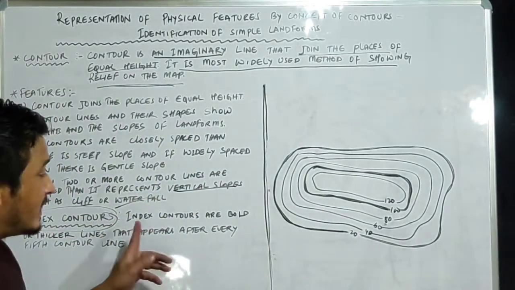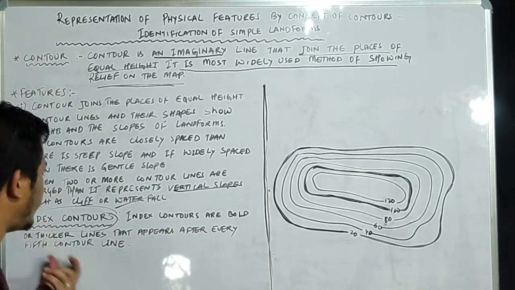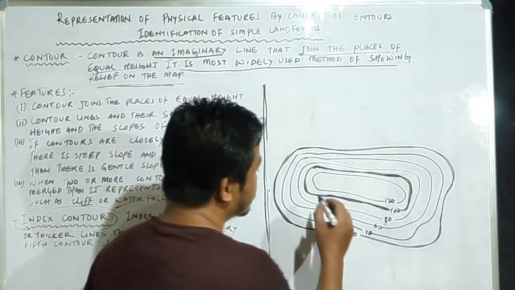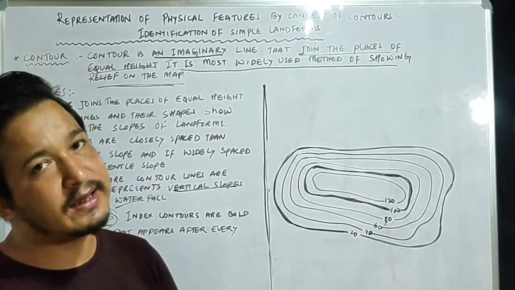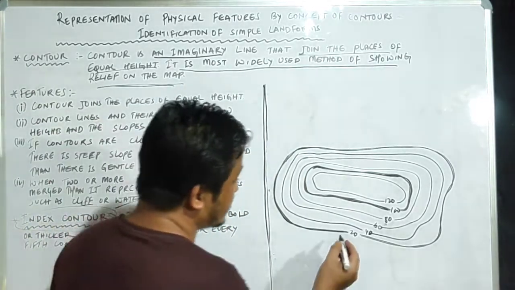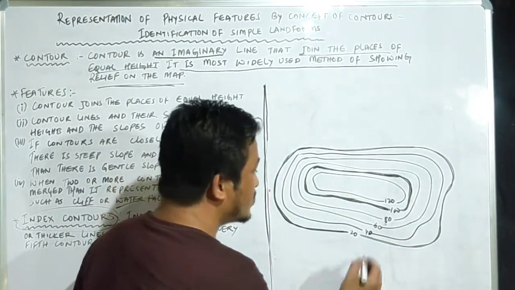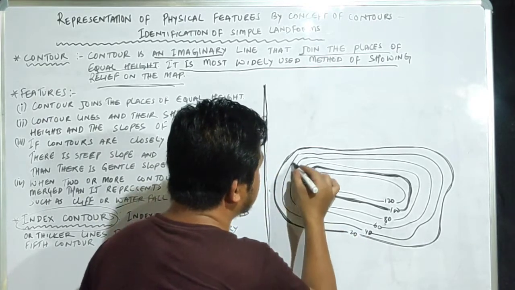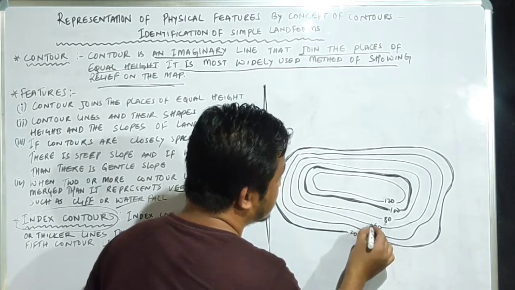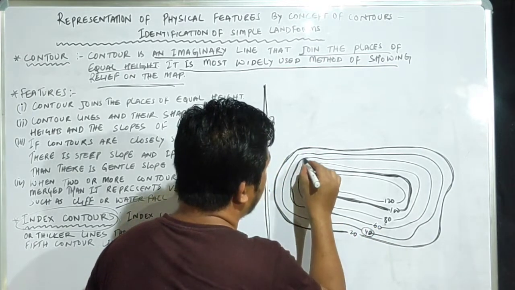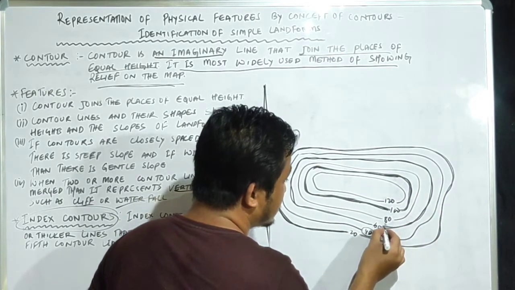Okay, so here it is written index contours are bold or thicker lines that appear after every fifth contour line. These thicker contours are known as what? Index contours. Okay, and as I told you students, all these lines join the places of equal height. So these contour lines join the places of equal height, it means it will have height of 40 meter above the sea level. Similarly, these contour lines join the places of equal height and it is 60 meter above the sea level.